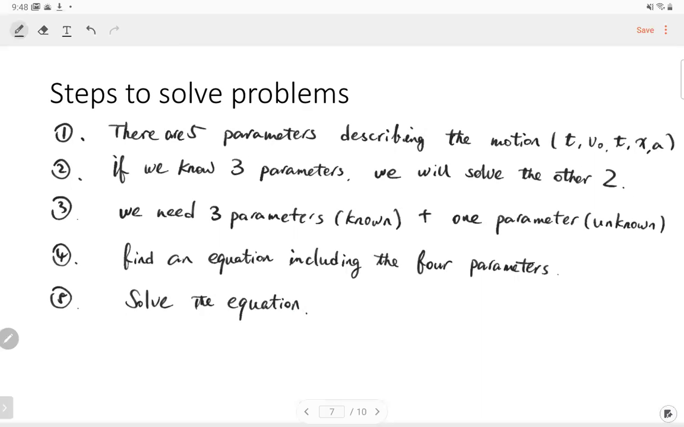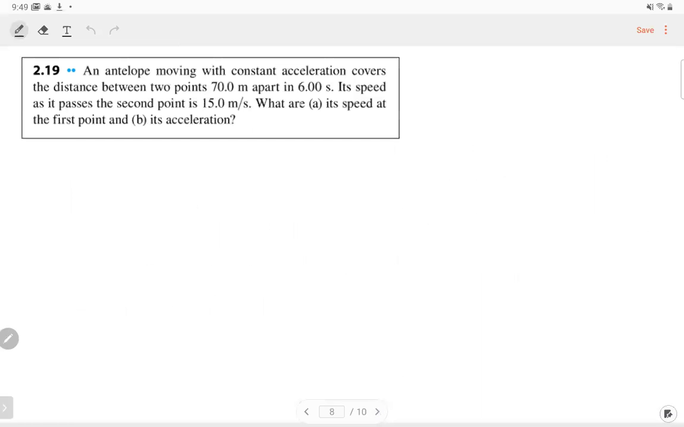Okay, so it seems the 5 steps are not difficult, but we need to do some practice. So let's go back to the homework and let's see how the problem solving flows. The first one is an antelope moving with constant acceleration. Okay, this is very important. We're going to pick up these 4 equations. The antelope covers the distance between 2 points, 70 meters in 6 seconds, and its speed when passing the second point is 15 meters per second.